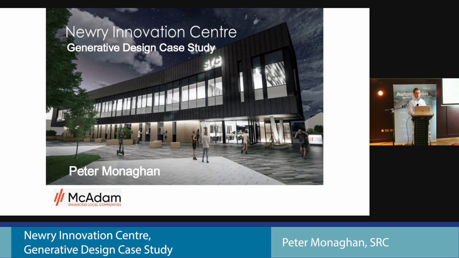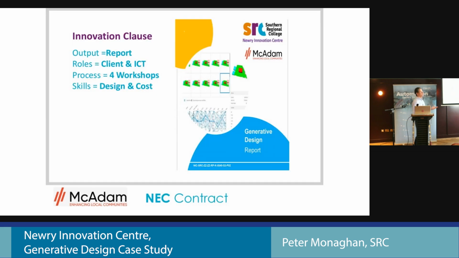It was during stage 2 of our innovation centre, and the first challenge we had was how do you write an innovation clause that brings in generative design when you have a supply chain who may know an awful lot about Dynamo or Grasshopper or whatever, and another supply chain tendering who may know nothing. To overcome that problem, we first of all identified the output, which was an industry report, which I think we could make available.